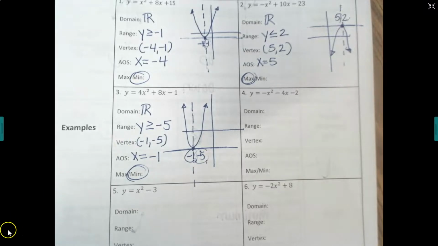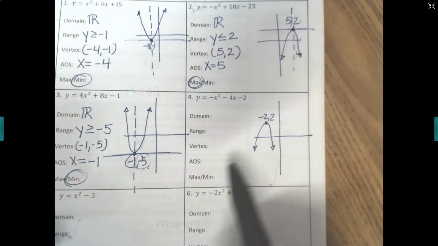Okay, let's try the next one. Pause the video, put your equation into Desmos, sketch the graph, be sure to label your vertex. Okay, so you're probably getting the hang of it.